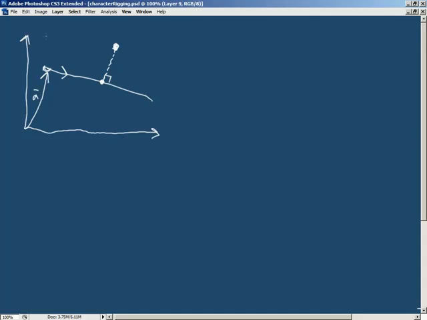Now B has to be very special. B has to be a unit vector, so I'm going to denote that with B with a hat on top of it. That means it has a magnitude, a length of 1. We want to make sure that B is indeed a unit vector. The formula will not work if B isn't a unit vector.